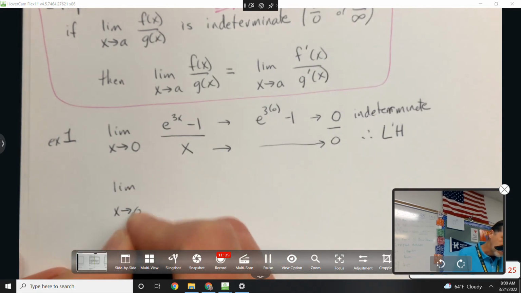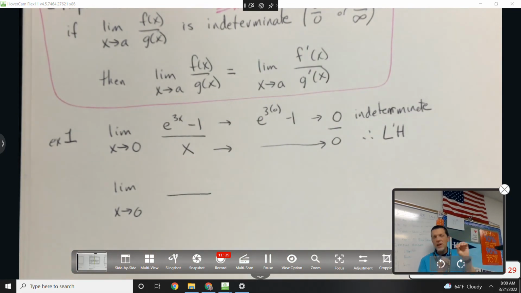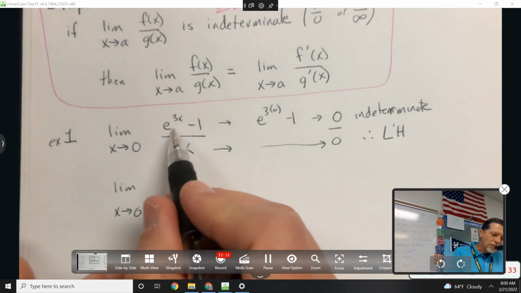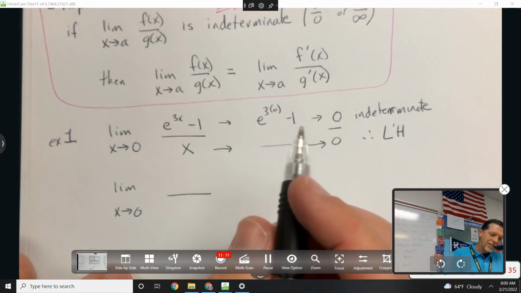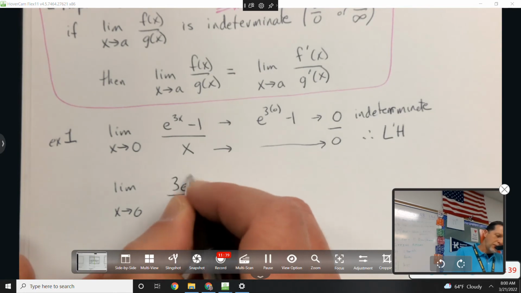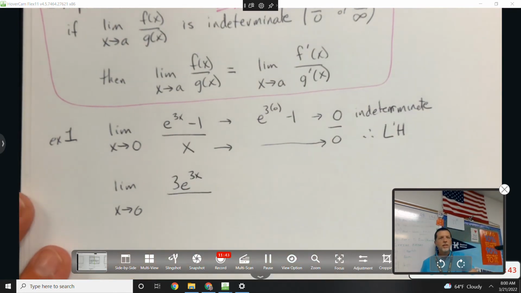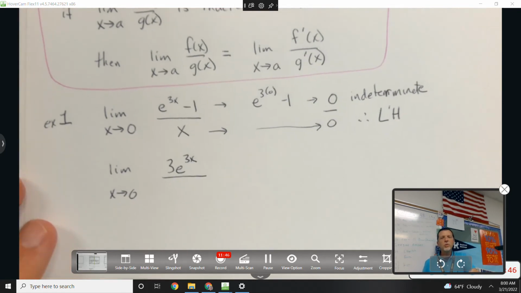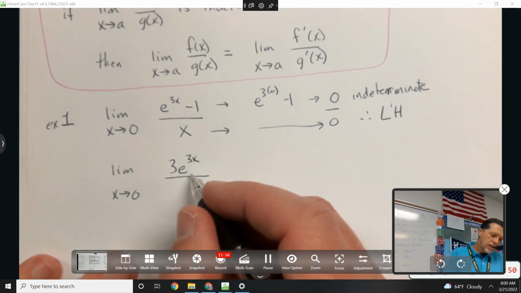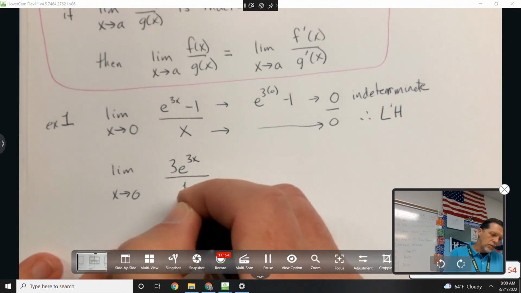So, limit as x approaches 0. Now I can do the derivative separately, right? This isn't a quotient rule problem. It's better than that. What's the derivative of e to the 3x? Yep. E to the 3x times 3. The chain rule plus the exponent rule. And what's the derivative of x? 1.